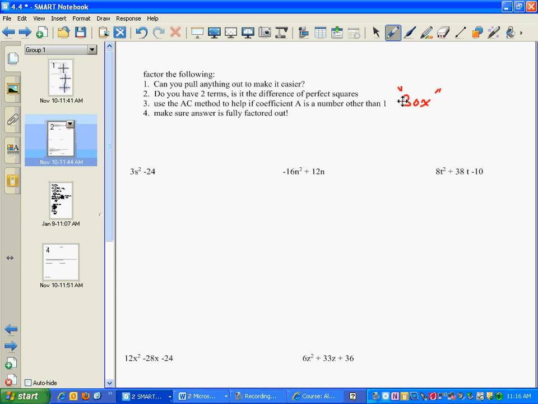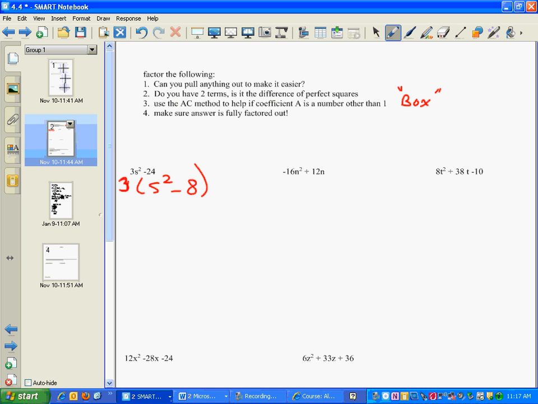All right. Can we pull anything out? We can pull out a 3. So if I pull out a 3, I'm left with s squared minus 8. Is this the difference of perfect squares? It's the difference, yes. But is 8 a perfect square? No. But if it was a 16, yes, it would work. Oh, okay, sure. So sometimes the most you can do about factoring is to pull a common term out. And that's all I can do. It's still considered factored. Okay?